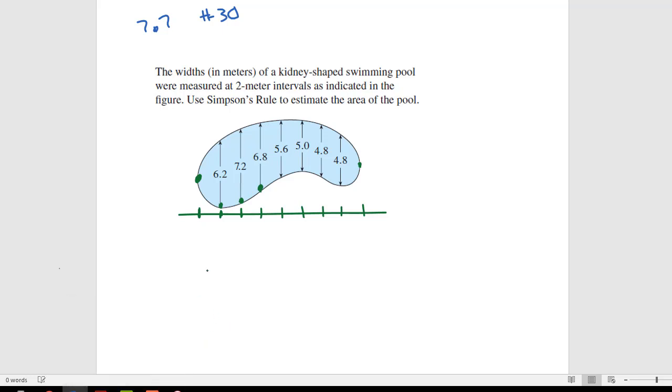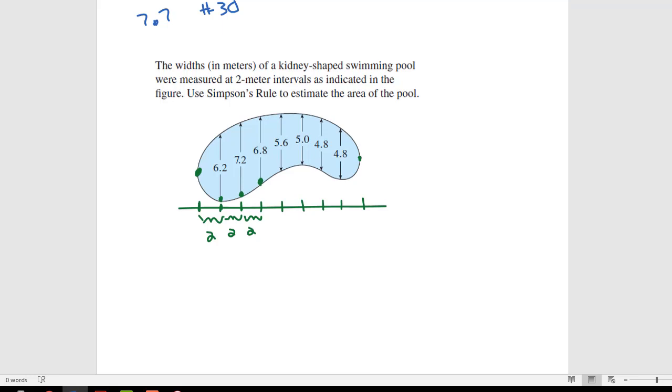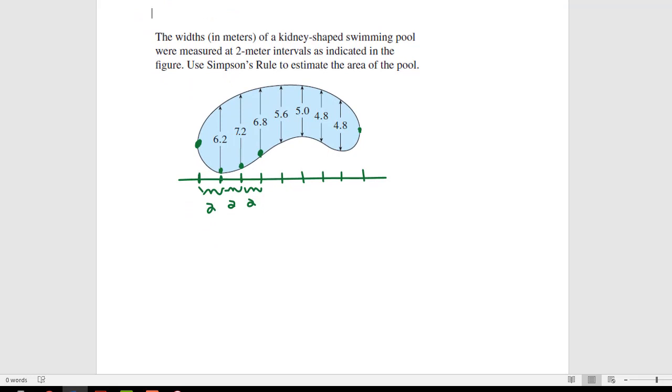So in this case, my delta x is 2. Here's my delta x of 2. This is a delta x of 2. Ditto, ditto, ditto. Now, if I'm going to do Simpson's rule, remember one thing we said was Simpson's rule requires n to be an even number. So if we look at this, how many quote unquote rectangles do we have? 1, 2, 3, 4, 5, 6, 7, 8. So I technically have 8 rectangles, if you will. I have n equals 8. That's what we have.